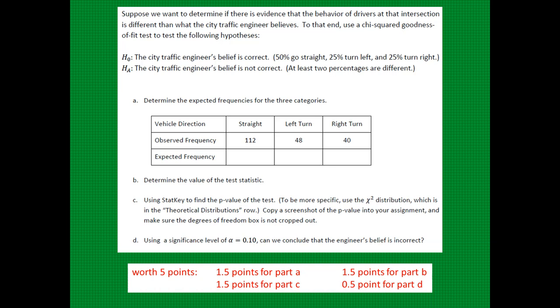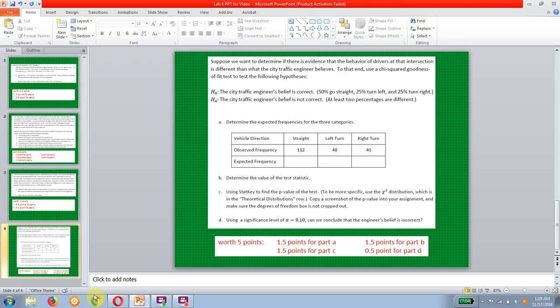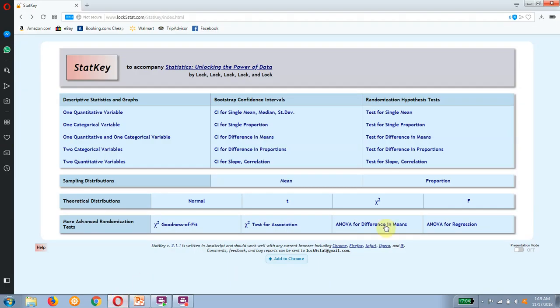Once you have the test statistic, you can compute the p-value using StatKey. And since this is a chi-squared test, you want to use the chi-squared distribution, and then you just want to make sure you're using a right tail to get the p-value and that the test statistic is your cutoff. So what I mean by what's there in part C is if you go to StatKey, you want this right here, the chi-square distribution.